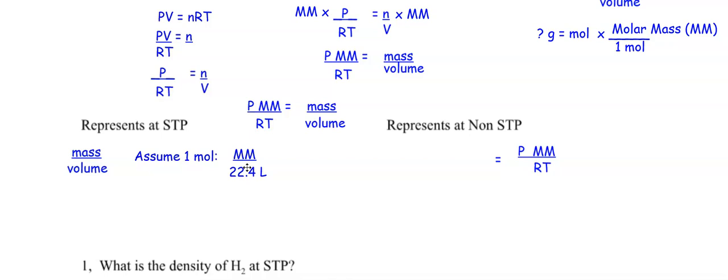Wow, is it that easy? Yes, it really is. What about not STP? All right, we'll do a problem down below. You take the non-STP pressure times the molar mass, divided by R, divided by the non-STP temperature. And there you'll find the density at that.